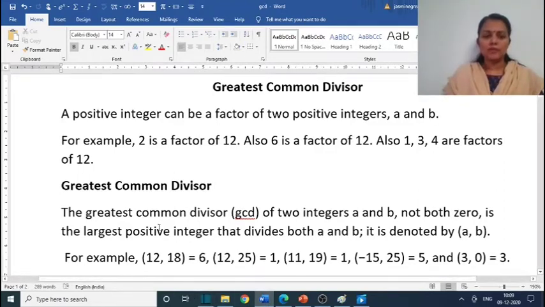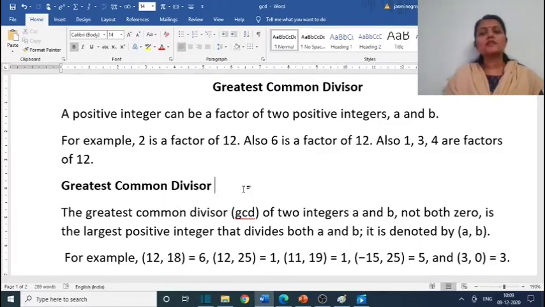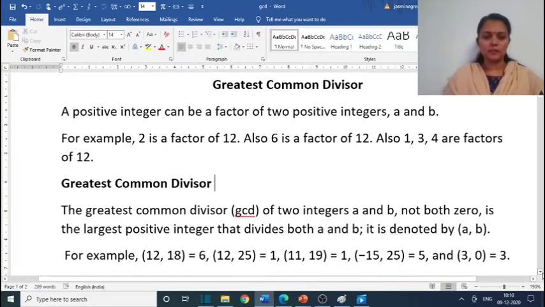So we have a positive integer. Any positive integer can be a factor of two positive integers A and B. For example, 2 is a factor of 12, so 12 can be factorized into 2 into 6. Also 6 is a factor of 12. Also 1, 3, 4 are factors of 12. So any number can be factorized into positive integers. So greatest common divisor is the term.